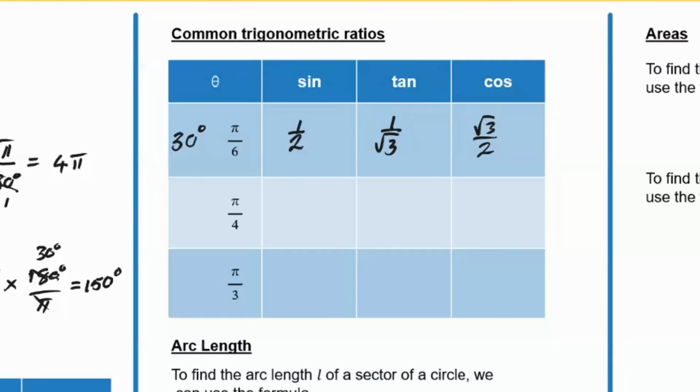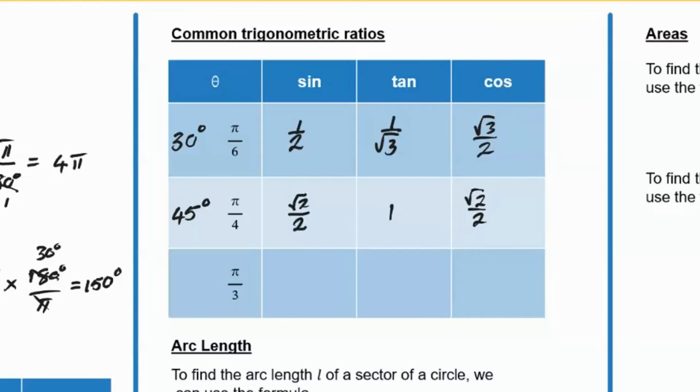Then we have a quarter pi, which is 45 degrees. Sine of 45 degrees is root 2 over 2, or 1 over root 2. Let's just write it as root 2 over 2. Then tan of 45 degrees is 1. Then cosine of 45 degrees is root 2 over 2.